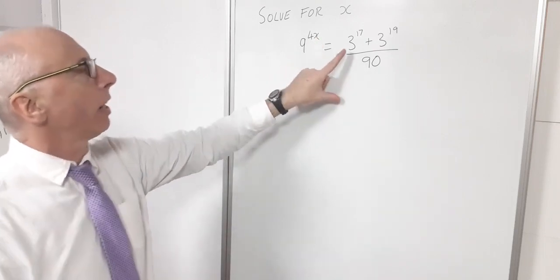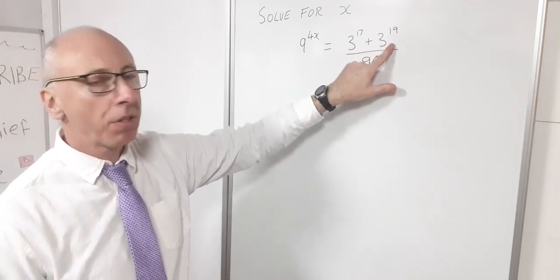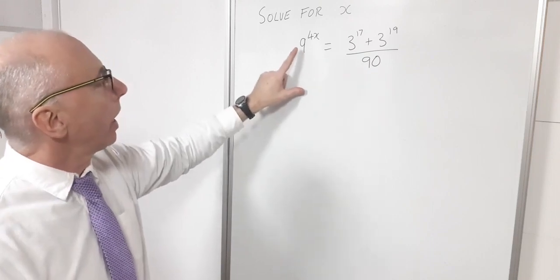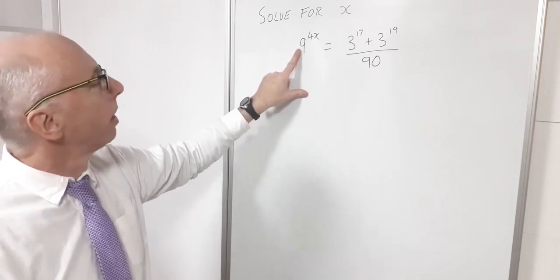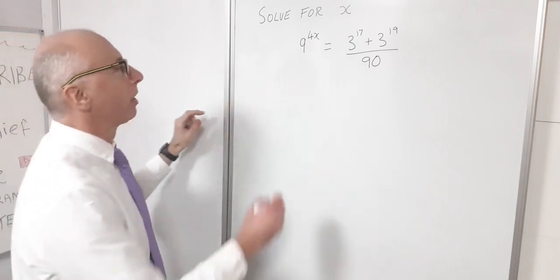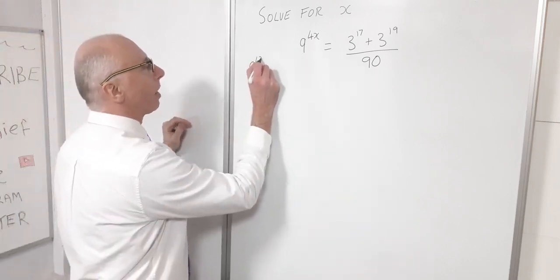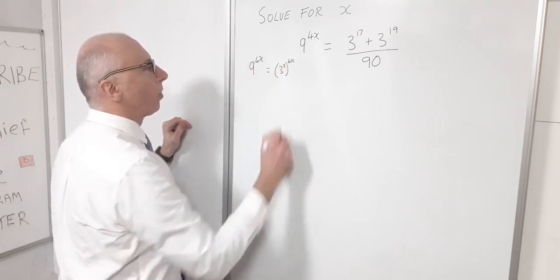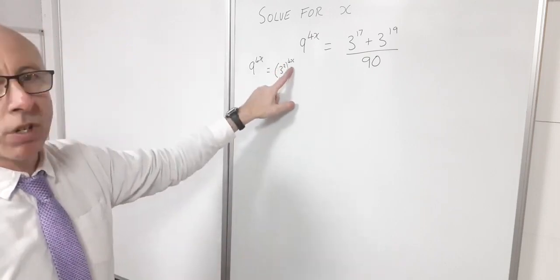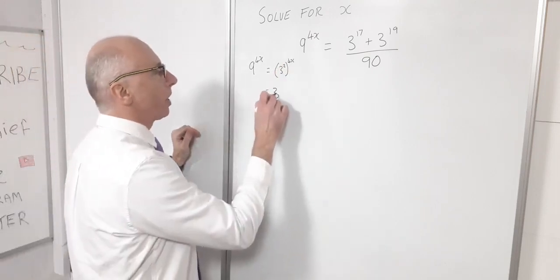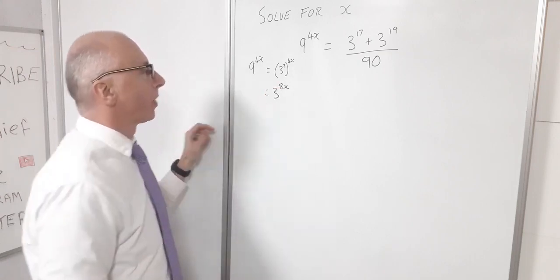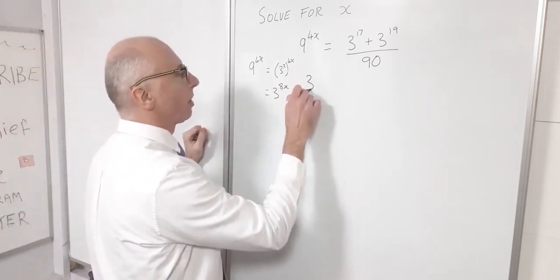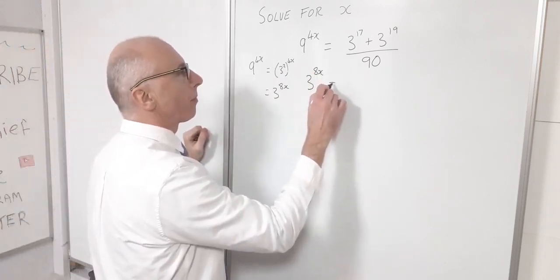Now I can see I've got 3 to the power of something and 3 to the power of something. I've got a 90, I know that's a factor of 3. And we've got 9 to the 4x here. Now let's have a work on this one here. So 9 to the 4x, that's equivalent to writing 3 squared to the 4x. And one way I could rewrite that is as 3 to the 8x. That would take care of that term there. So 3 to the 8x.